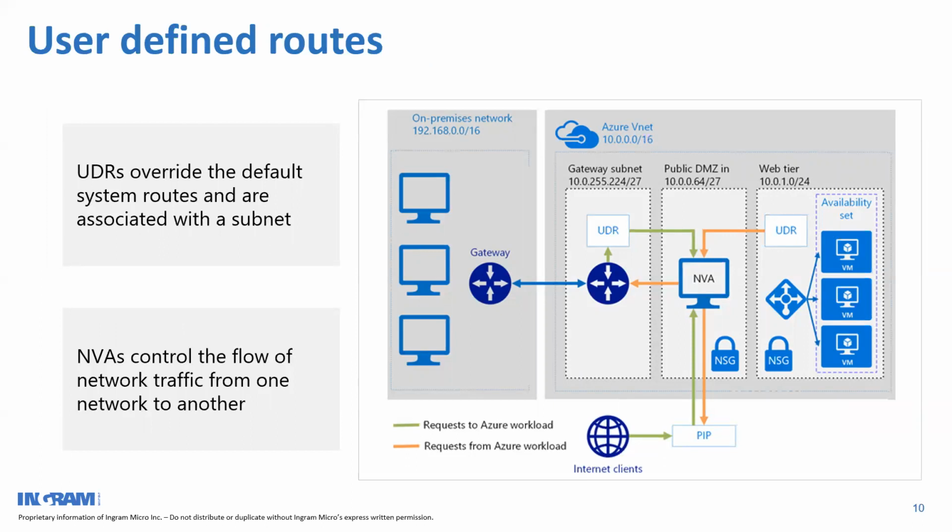The next one is user-defined routes. Now, similar to VPN Force Tunneling, user-defined routes are used to override the default way of how traffic moves, let's say within Azure, or even a request coming from outside from the internet into Azure. For example, let's say you have a three-tier application. You have a front end, you have an application, and you have a database tier, right?